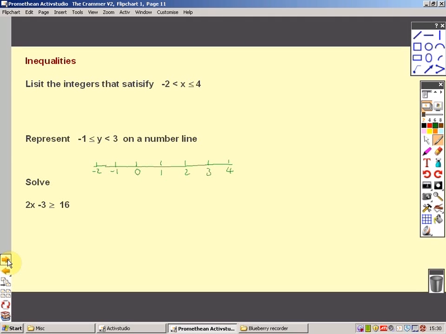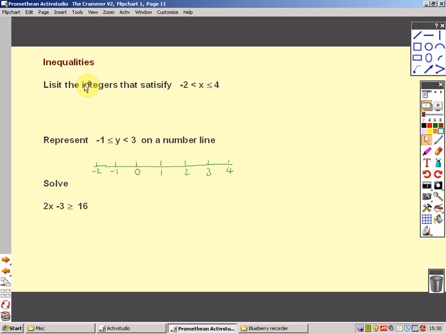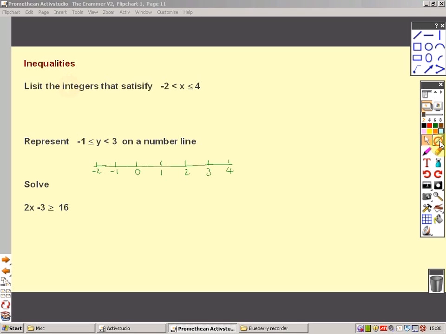Inequalities. List the integers that satisfy this inequality here. Now, the crucial bit here that you may be struggling with is forgetting what that word integers means. And of course, integer there just means a whole number. And a whole number is going to be fairly simple to look at. Which whole numbers are between minus 2 and 4?